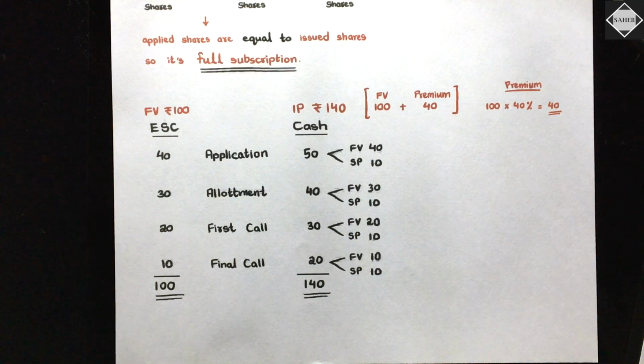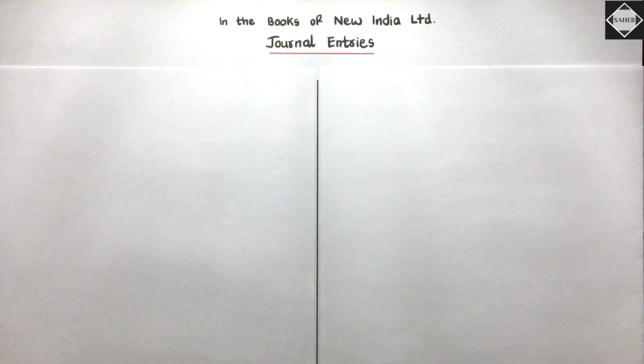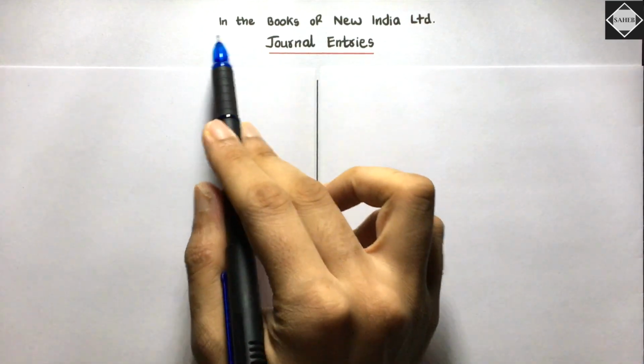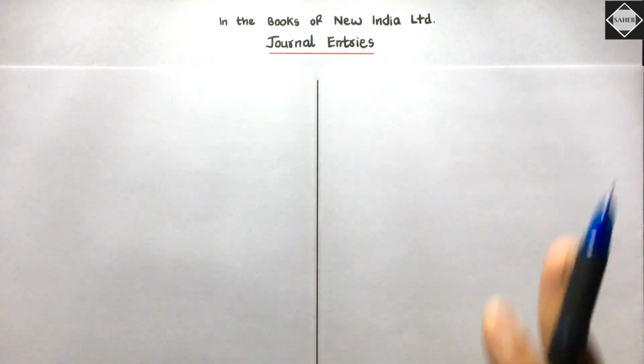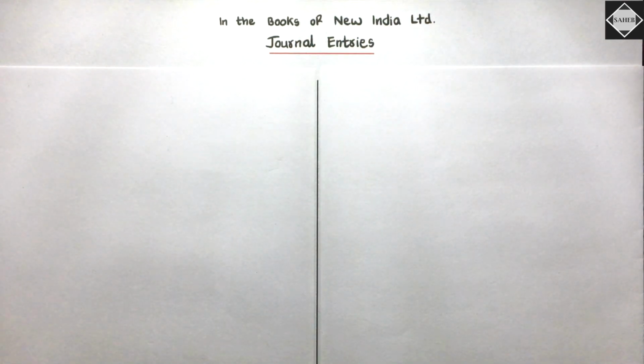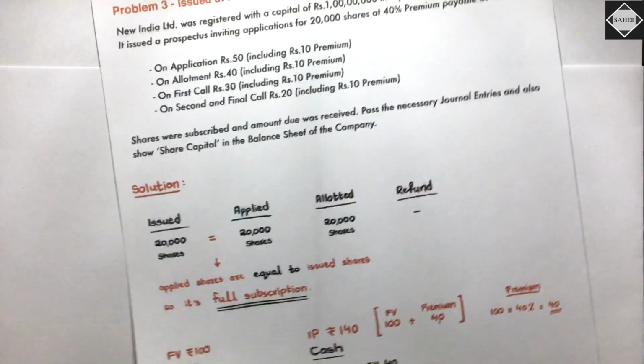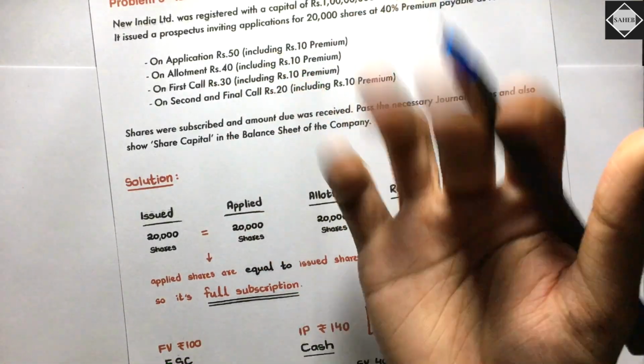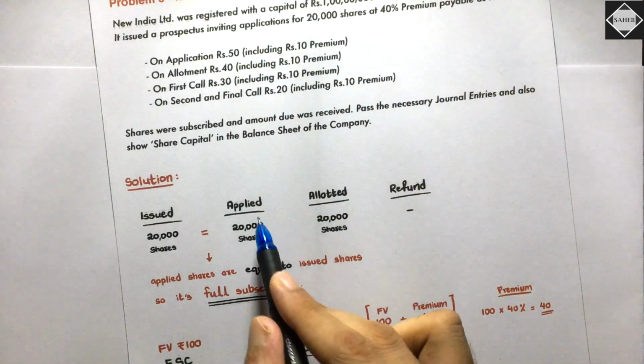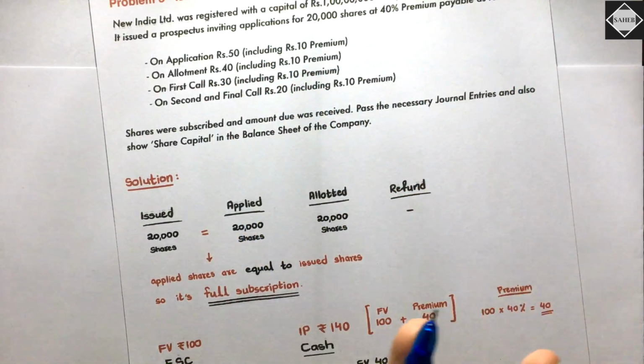Now we can easily pass the journal entries. So let's begin the journal entry. This is a very important and simple question. Let's begin. Now see, here we have the journal entries. Let's understand how to pass these in the books of New India Limited. It's really simple. First, what happened? In this question, we all know we got applications from the public, right? They want shares. How many? 20,000 shares. We got 20,000 applications.